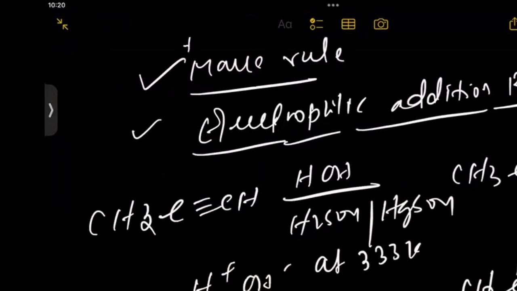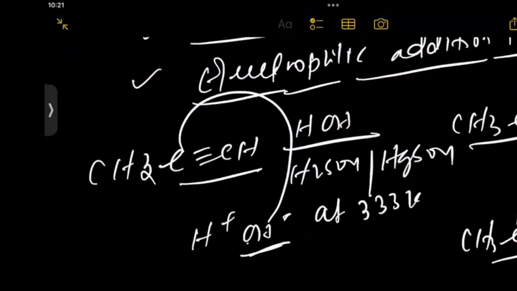So OH minus means nucleophile. The nucleophile will attack according to Markovnikov's rule, where there is less hydrogen, between the double or triple bond. So here OH will attack on this position and then things will happen, and the compound will form like that. It is simple, but we will understand the concept in detail.